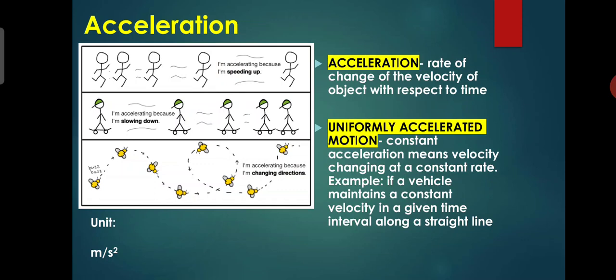Acceleration refers to the rate of change of the velocity of an object with respect to time. Now, acceleration could be positive, when you are speeding up, or it could also be what we call deceleration, when the object is slowing down. Acceleration can also be obtained when the body is changing direction. Uniformly accelerated motion, or UAM, is a constant acceleration, meaning velocity changing at a constant rate. Example, a vehicle maintains a constant change in velocity in a given time interval along a straight line. The units for acceleration are meter per second squared.